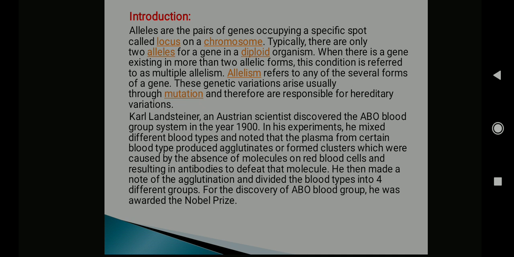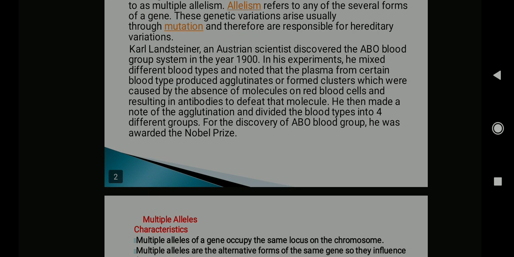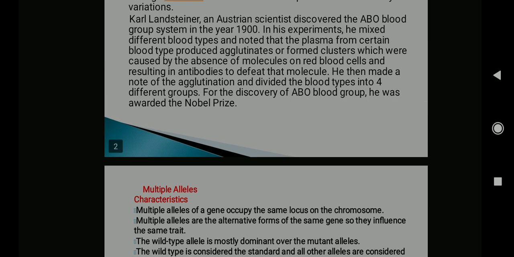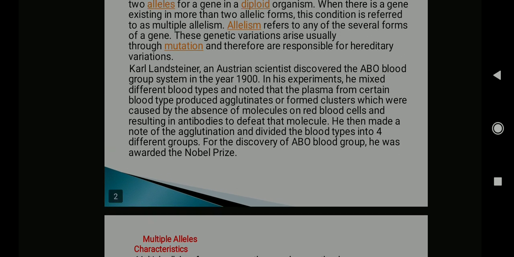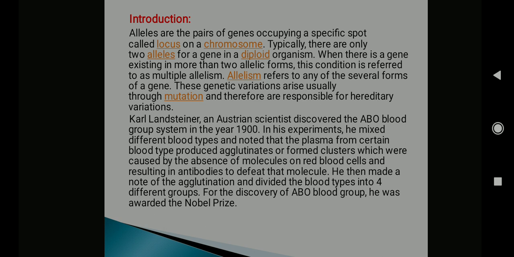The following are examples of multiple alleles. One is ABO blood grouping. The second one is Rh blood grouping. The third one is the nature of wing in Drosophila. The fourth one is coat color in rabbit. The last one is self-sterility in tobacco. So first we are going to learn about the ABO blood group.